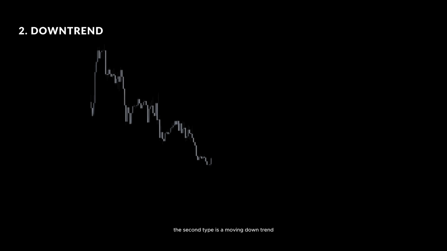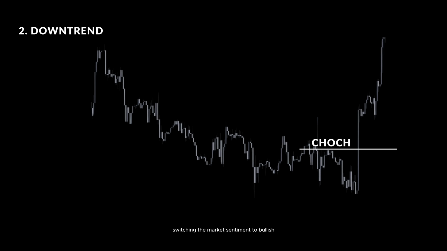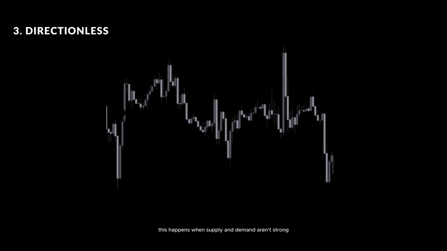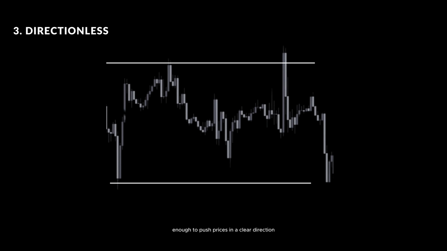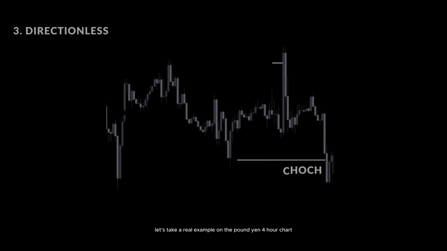The second type is a moving downtrend, where the price consistently makes lower lows and lower highs, breaking the structure to the downside. We trade with this dominant downtrend until there's a change of character, switching the market sentiment to bullish. Lastly, we have a directionless market. This happens when supply and demand aren't strong enough to push prices in a clear direction. In this case, we continuously see changes of characters on the opposite side, and it's challenging to identify a clear trend. Our trading plan is all about trend continuation, so we use it when we can clearly identify the price direction. Let's take a real example on the pound-yen 4-hour chart to put this into action.